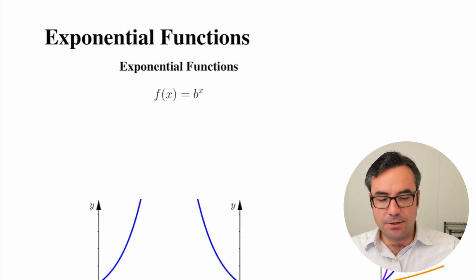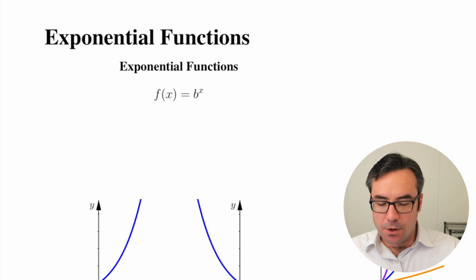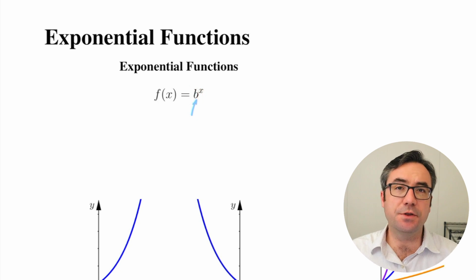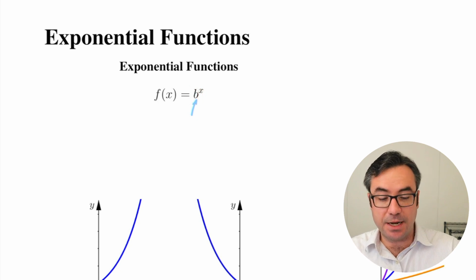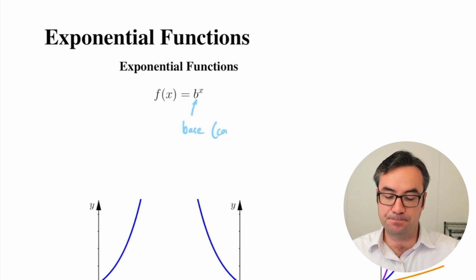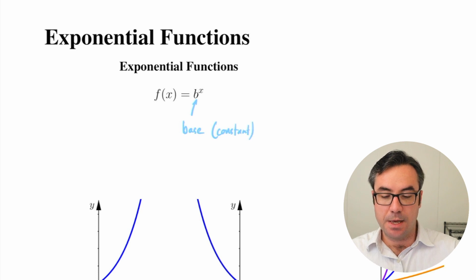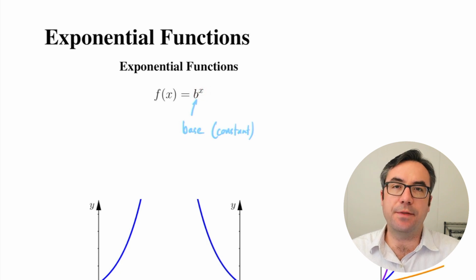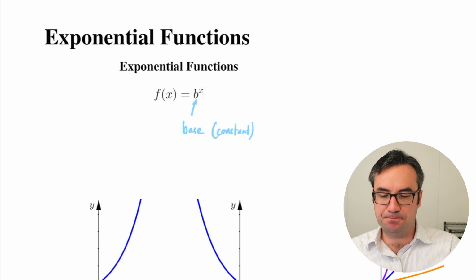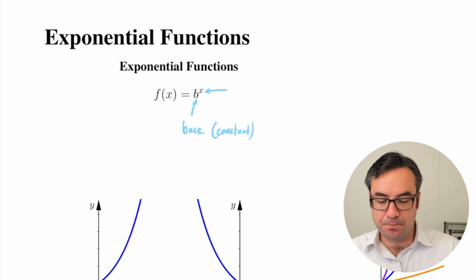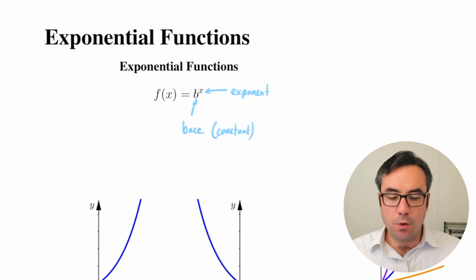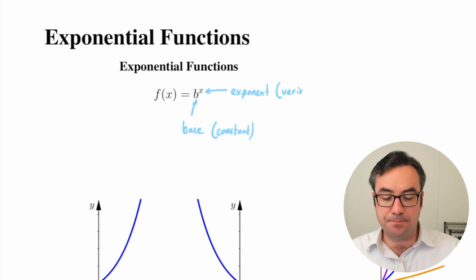Now, a little terminology. This number here, we call our base term. For an exponential function, this base term is a constant. And where the x is, where our variable is, that's in the exponent position. So for exponential functions, which is why they get their name, the variable is in the exponent.